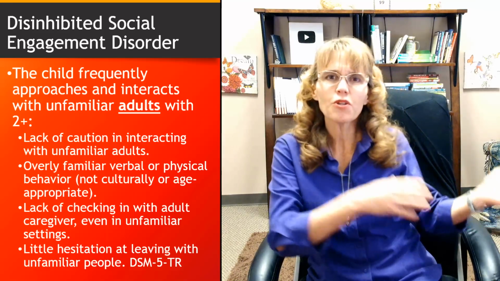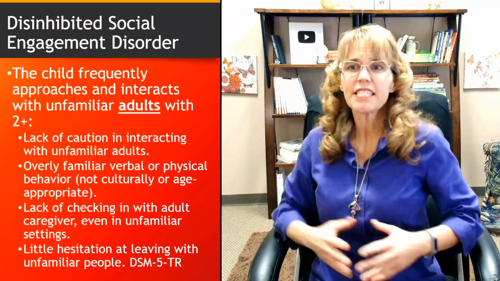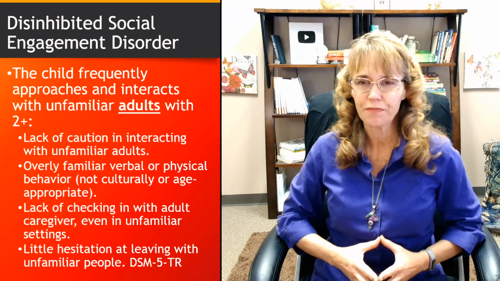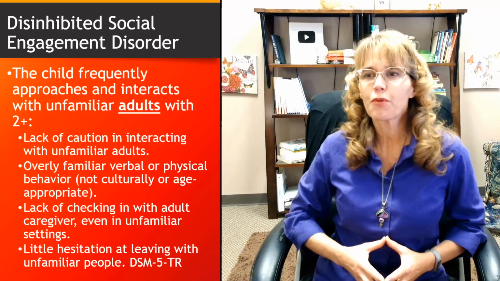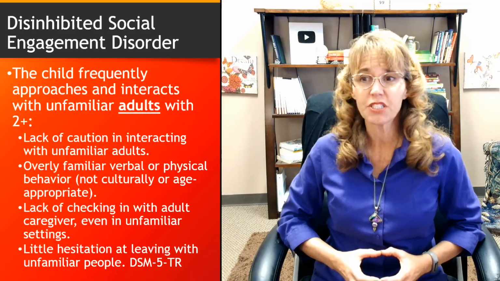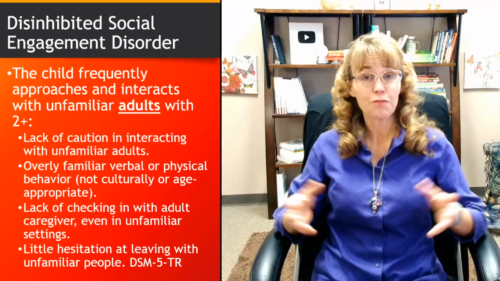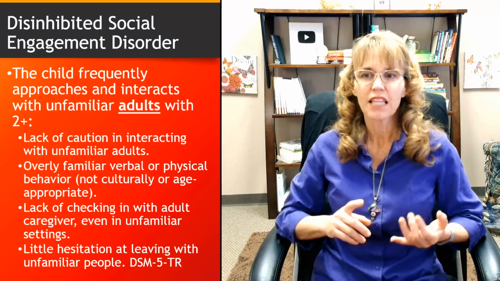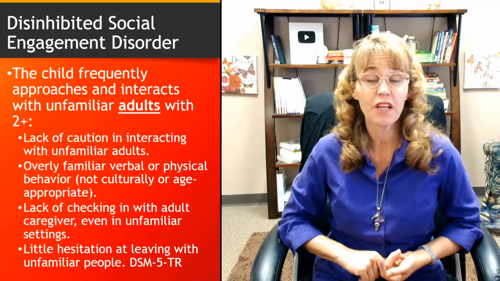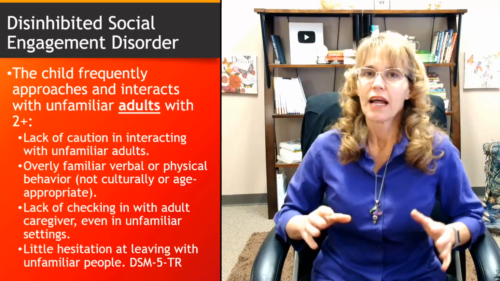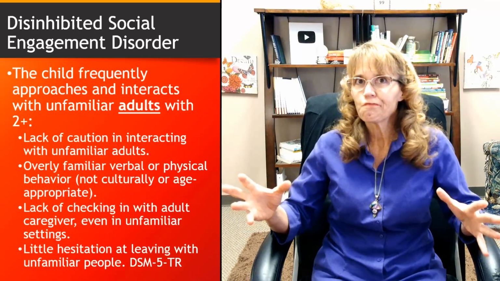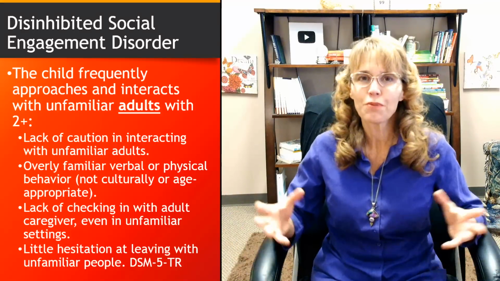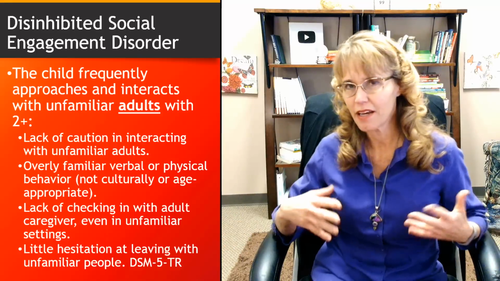So on the polar opposite end of the spectrum is disinhibited social engagement disorder. The child frequently approaches and interacts with unfamiliar adults, as evidenced by two of the following. Lack of caution in interacting with unfamiliar adults. Now, we want to be careful in applying this diagnostic criteria, and I'll give you an example.